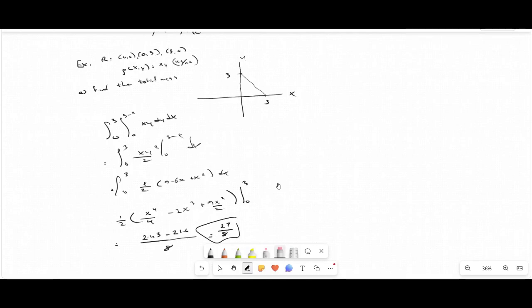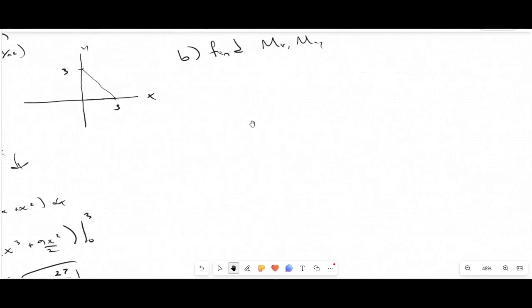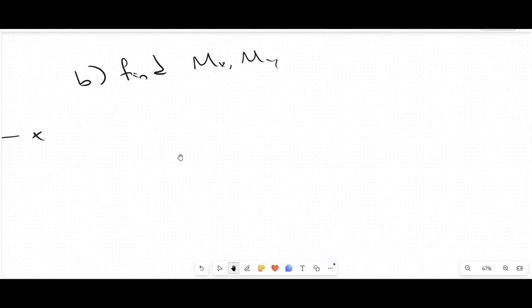Go a little farther. Find the moments MX and MY. So that was A there. Let's try B. Find MX and MY. So all I want to do is more or less the same calculation, but I need to incorporate one more factor of x or y appropriately. So MX now, I want to integrate over the region y times the density.